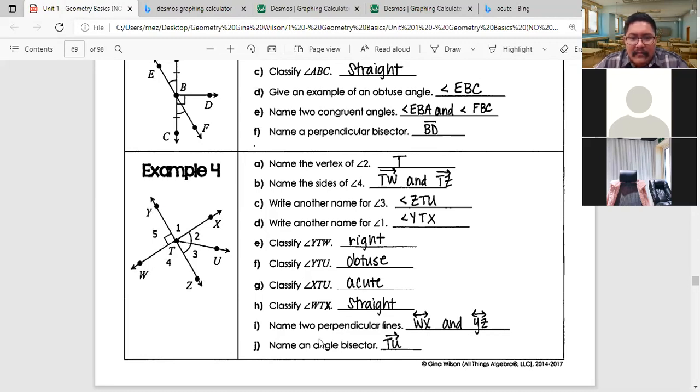Name an angle bisector, so TU. So TU here, because again, 2 and 3 are the same size. So if we had these two angles together, we might have another angle, but it's been cut in half. And like I said, this is probably 45 because 45 is half of 90. Each of those would be 45 degrees.